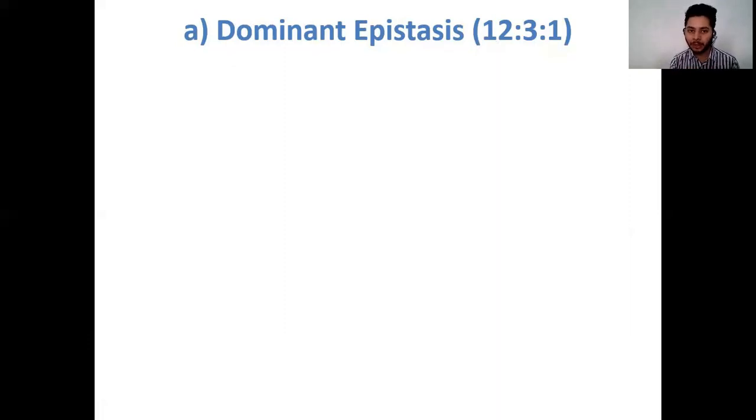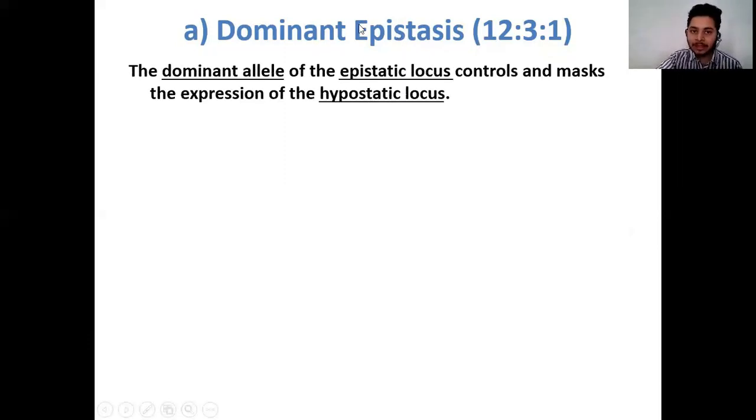Simply break down the word. The first word is dominant and the second is epistasis. So what do you mean by dominant epistasis? Here the dominant allele of my epistatic locus is going to play a very important role, such that this dominant allele is going to control and mask the expression of my hypostatic locus. The dominant allele will not allow the expression of my hypostatic locus, whatever condition the hypostatic locus is in.